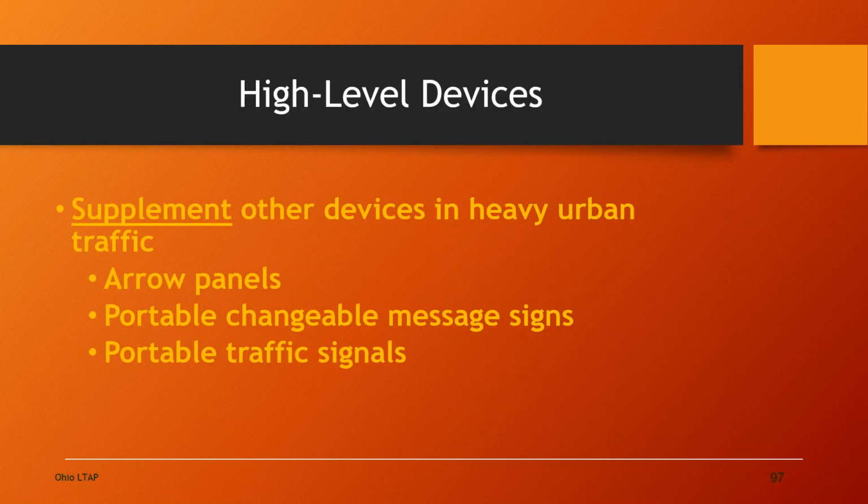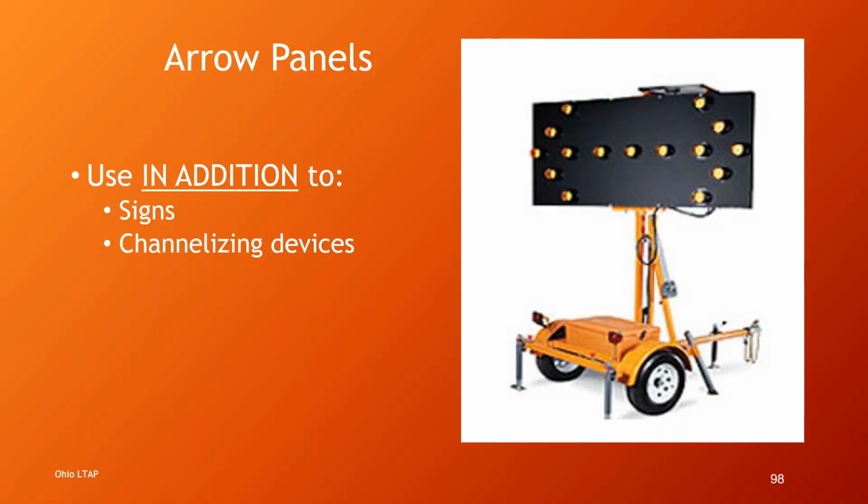And then sometimes in our typical applications, they refer to some high-level devices, and these are used to supplement other devices, mainly in heavy urban traffic and or very high-speed traffic, like interstates. You'll see these: arrow panels, portable changeable message signs, and portable traffic signals. Let's take a look at our arrow panels. What do they do for us?